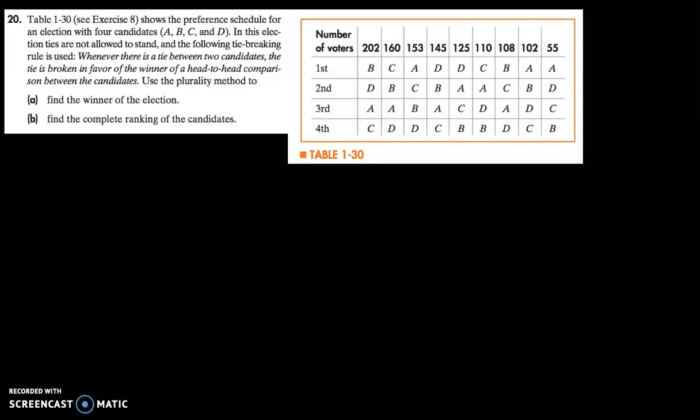Okay, in this problem we're going to use plurality, so to decide the winner the only thing that matters is who got first place. But in this one they're also giving us separately a rule for in case there's a tie. If there's not a tie, we wouldn't have to use the extra rule at all.